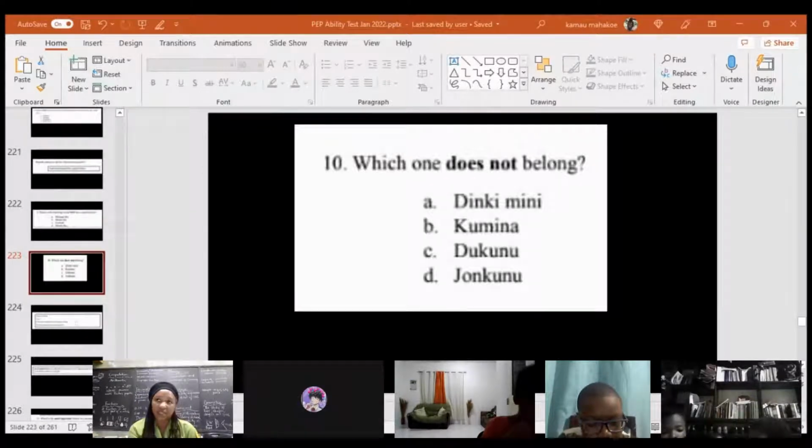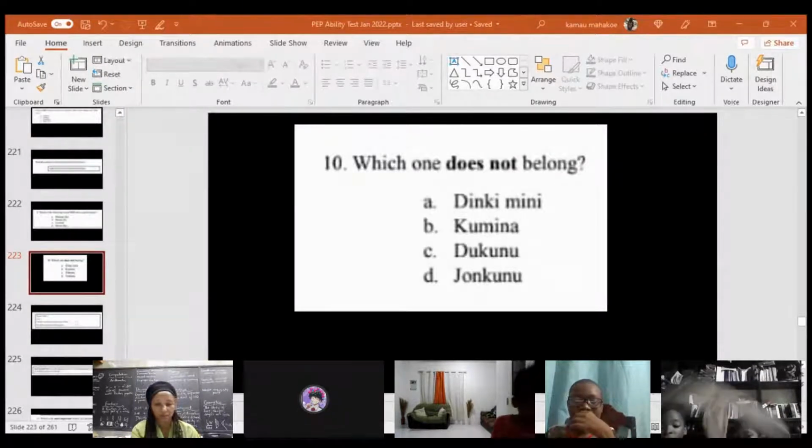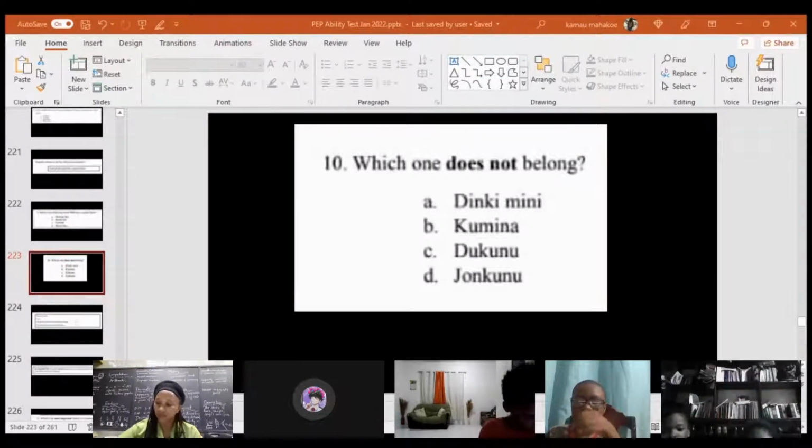Jonkonnu, Miss, will be considered a dance form, because the paraders go around in costumes and they're dancing. What is Dukunu? Miss, Dukunu is a food. What type of food? Do a quick search and read it for me and tell us what Dukunu is. Miss, it's like a fish. I don't want you to guess it. No, Miss, I'm looking at pictures.